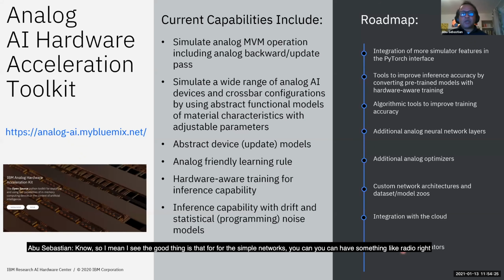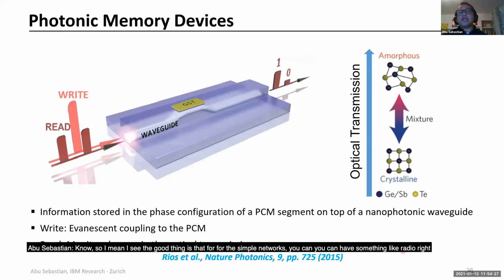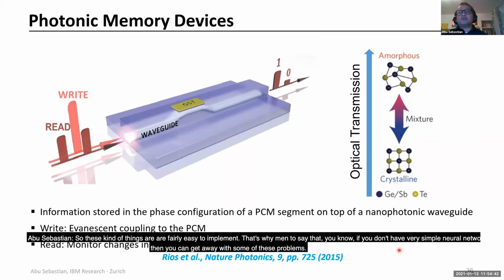No, so I mean, I see. The good thing is that for these simple networks, you can have something like ReLU, which is a very simple nonlinear operator. It just means that you kick off the negative signal, so you just make them 0. So these kinds of things are fairly easy to implement.